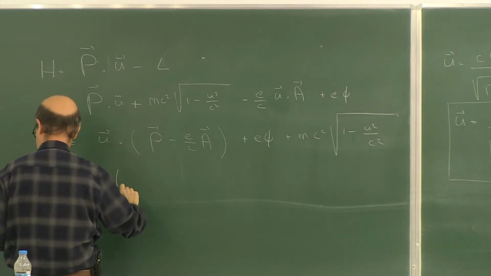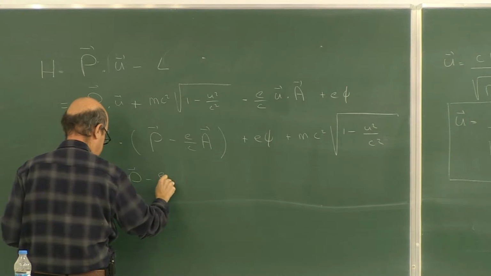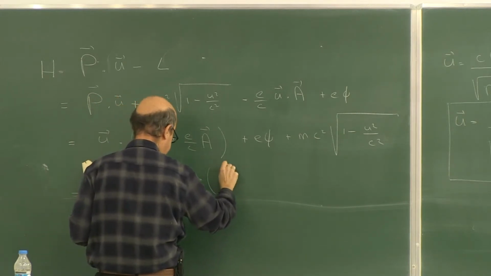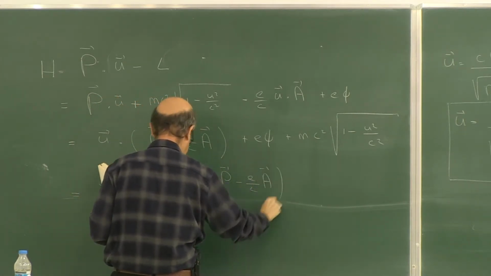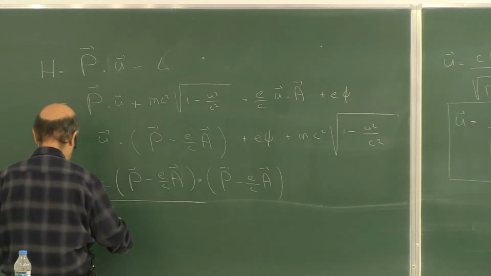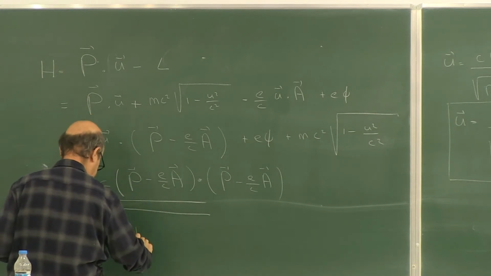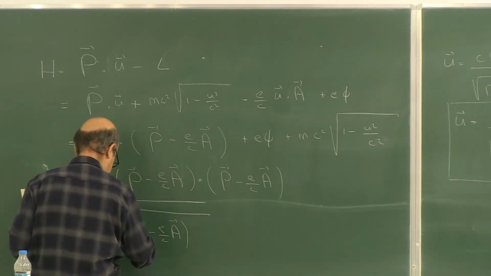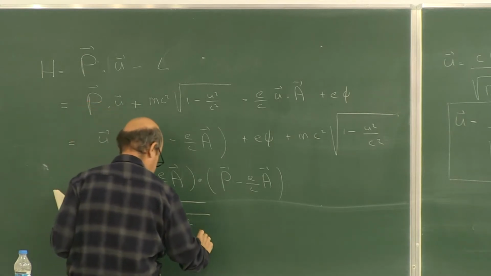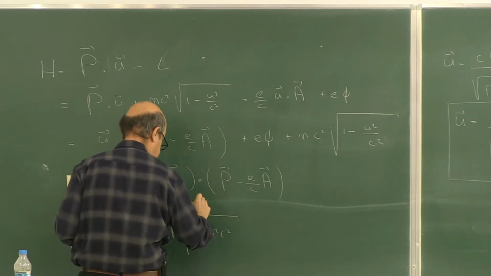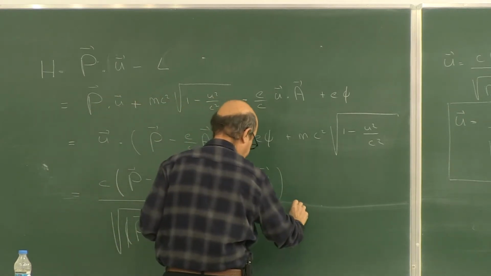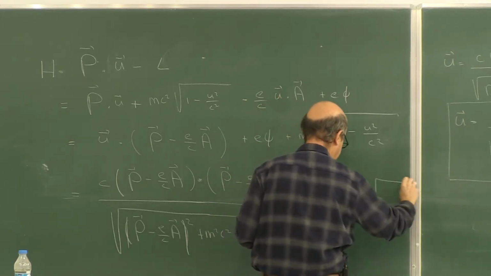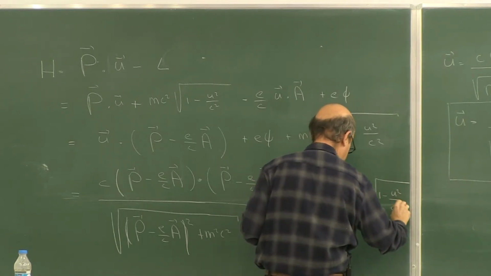u is equal to c times P minus e over c A, dot P minus e over c A, which is the next term, divided by the square root of P minus e over c A squared plus m squared c squared, plus e phi, plus m c squared times the square root of 1 minus u squared over c squared.